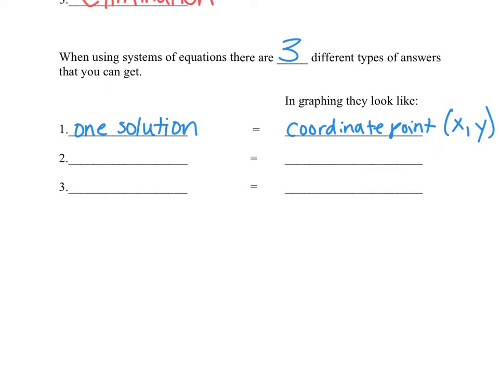We can get a no solution when graphing. And what this is going to look like are parallel lines. So if parallel lines, are they ever going to meet at a point? No, because they're parallel, right? They have so much in common. It's a shame they'll never meet. But that's why it would be a no solution, because they never touch.